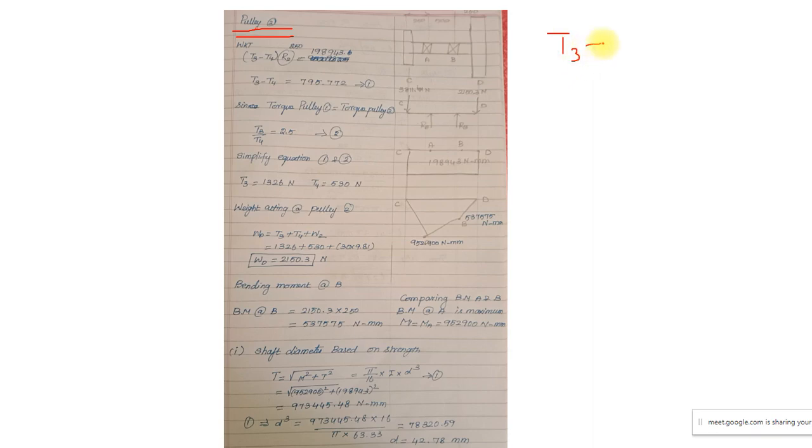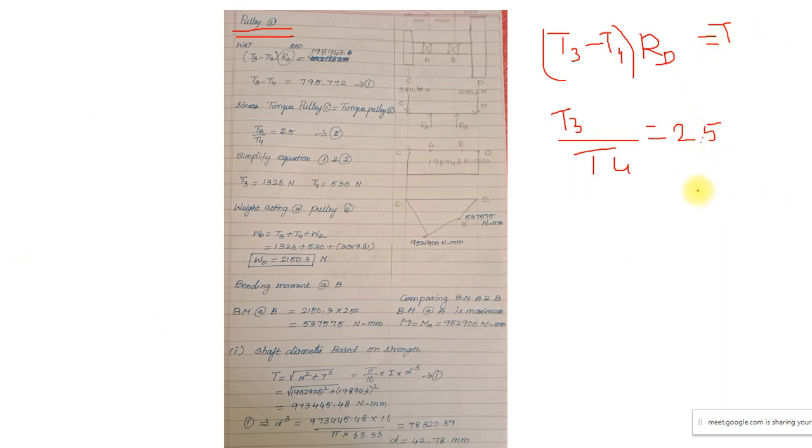So (T3 minus T4) into RD is equal to the torque T. I am going to assume that the torque in pulley C, R1, is equal to the torque in pulley D, R2. So I can write (T3 minus T4) into RD is equal to T, and I also know one common relation: T3 by T4 is equal to 2.5. This has been given in the given data itself.